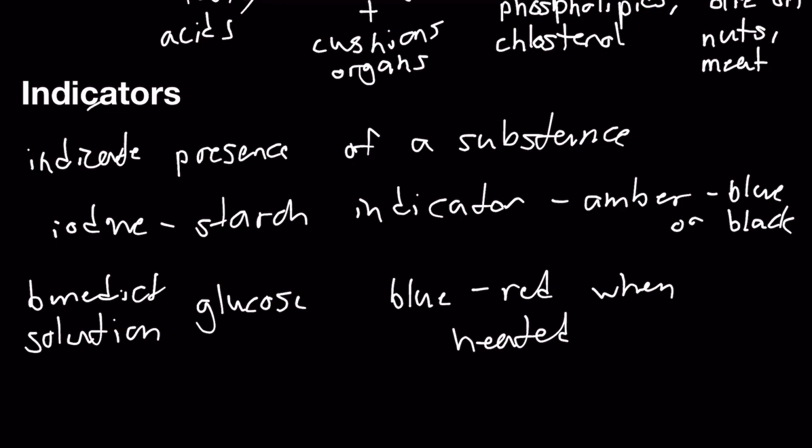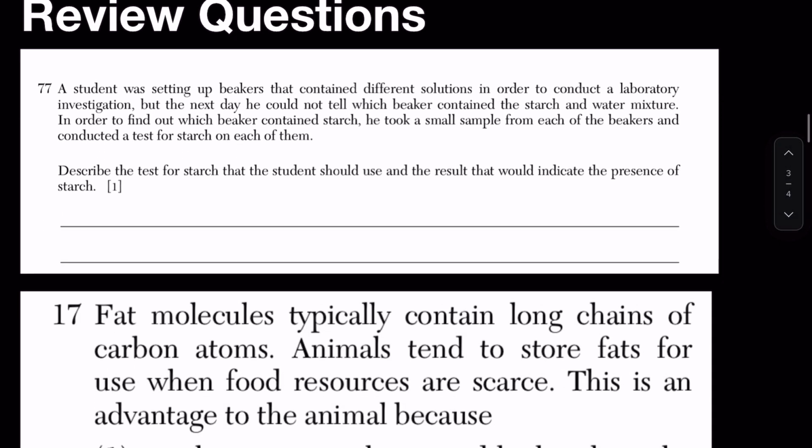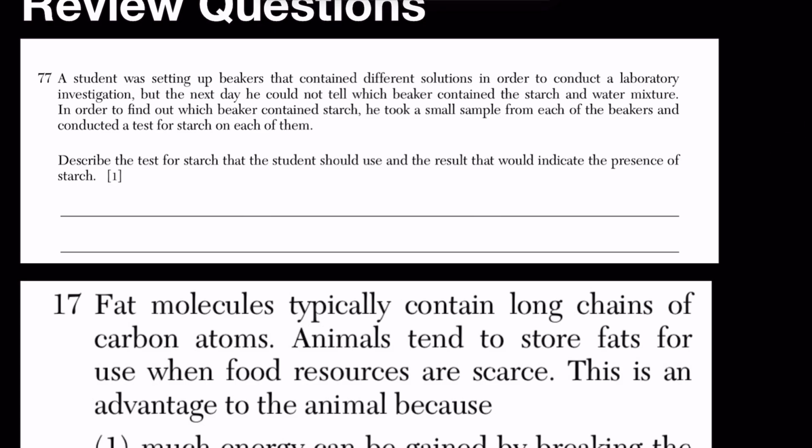So now we have some review questions down at the bottom. Okay, so the first one is number 77. A student was setting up beakers that contained different solutions in order to conduct a laboratory investigation. But the next day, he could not tell which beaker contained the starch and water mixture. In order to find out which beaker contained starch, he took a small sample from each of the beakers and conducted a test of starch for each of them. Describe the test for starch that the student should use and the result that would indicate the presence of starch.